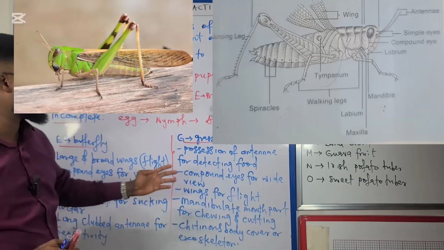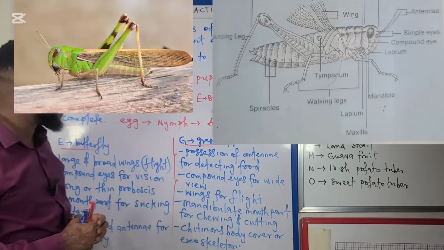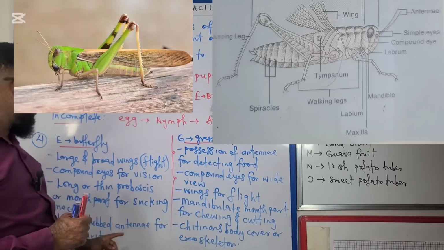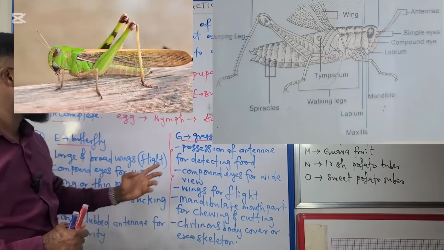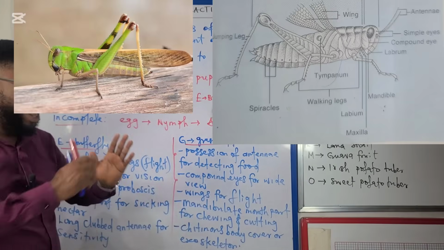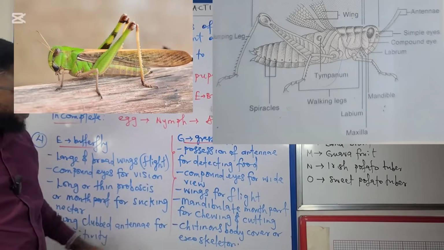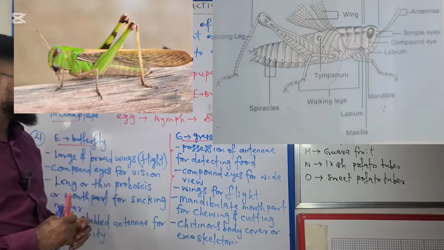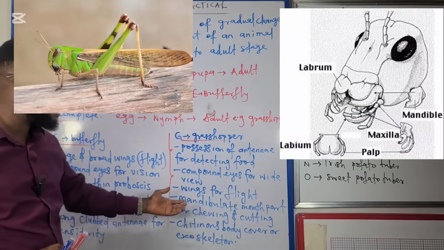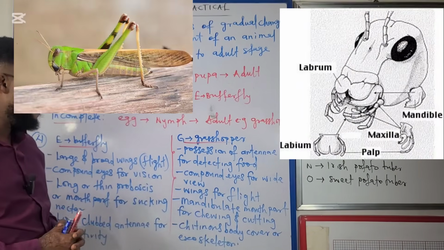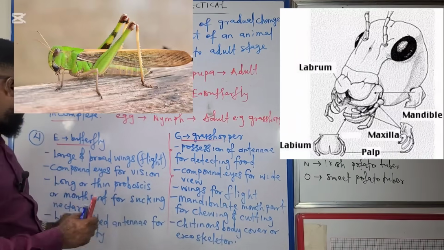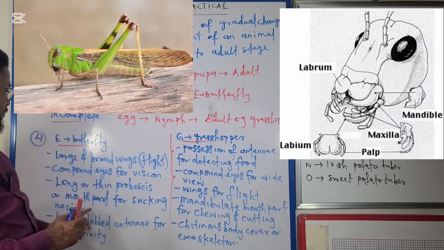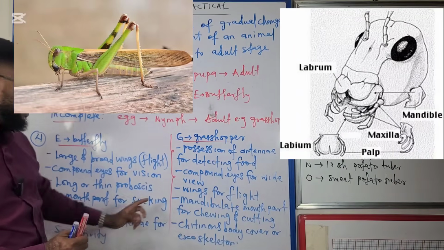The first is possession of antennae for detecting food. The antenna here is for sensitivity. The antenna for the grasshopper is for detecting food. Compound eyes for wide view. Wings also for flight. The mandibulate mouth part, that's it has a mandible mouth part for chewing and cutting, where that of the butterfly is a sucking mouth part.